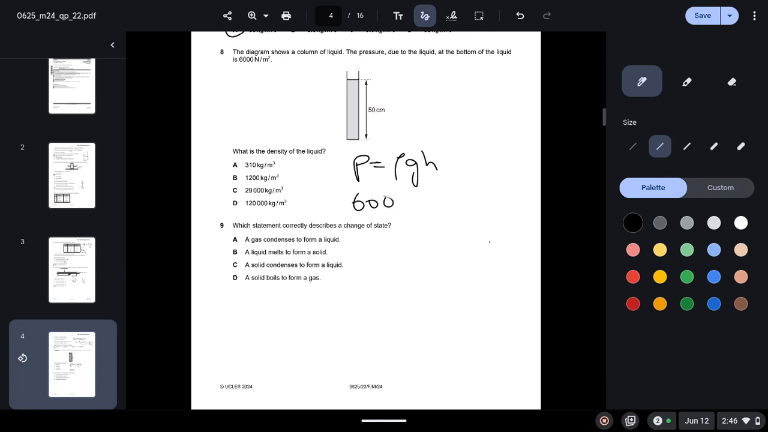They have given us the pressure. You have to find out the density. The gravitational field strength we know is 9.8, and the height of the liquid is 0.5 centimeters. So it is given in centimeters. You'll have to convert it into meters first and then calculate. Then just put this in your calculator, and your answer will come out to be 1200 kilograms per meter cube.